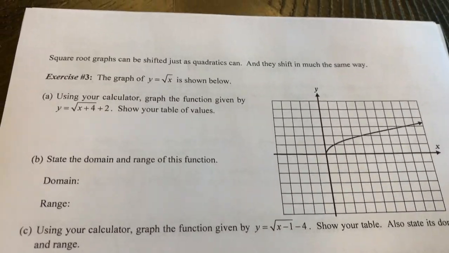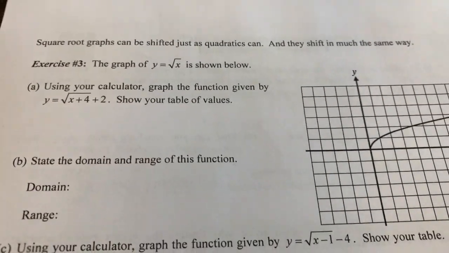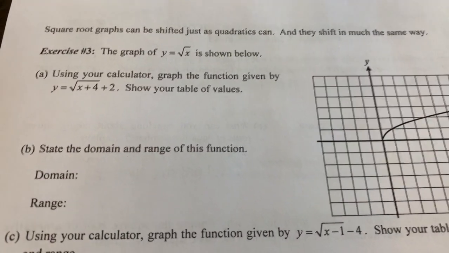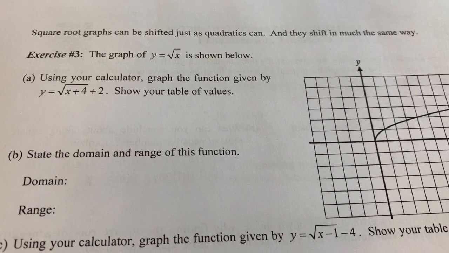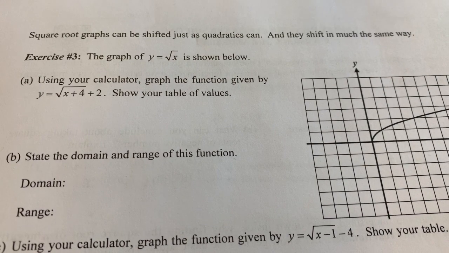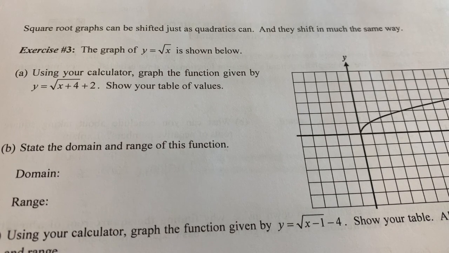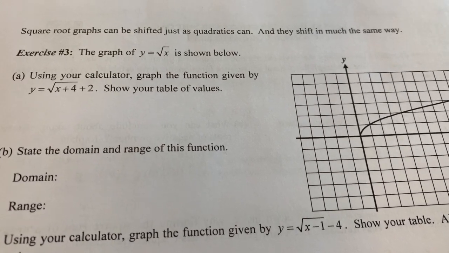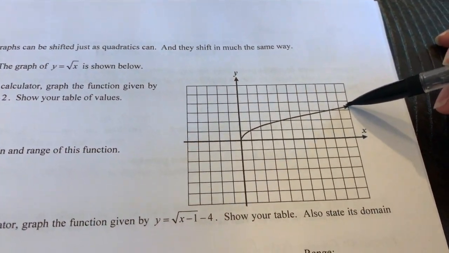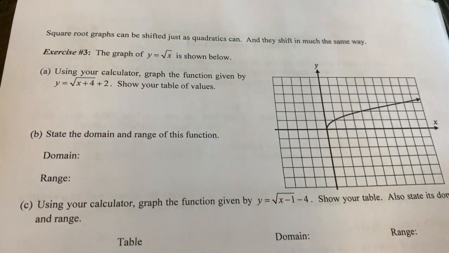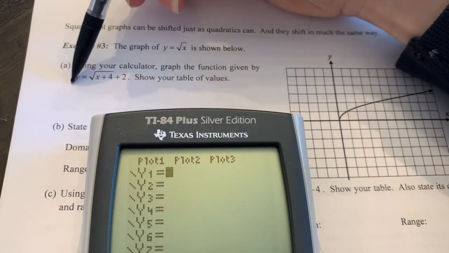So now we're going to look at how square root graphs are shifted. We had a whole lesson on the shifted form of parabolas when we did our quadratics unit, and the way that square root graphs are shifted is very, very similar. Remember, when we're talking about them being shifted, all we're talking about is the graph moving around, up or down, left or right. So here we have the graph y equals the square root of x, okay? Using our calculator, we're going to graph this function and see what happens.